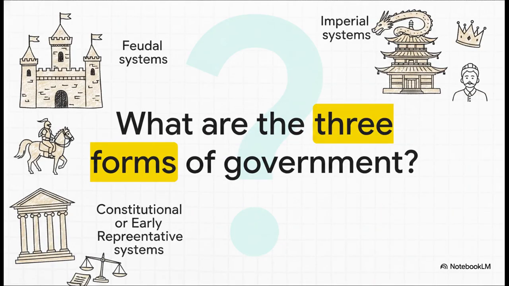What are the 3 forms of government we organized in Level A? Remember the different political systems used in medieval Europe, Japan, and the Americas? You should have recalled feudal systems, imperial systems, and constitutional or early representative systems.